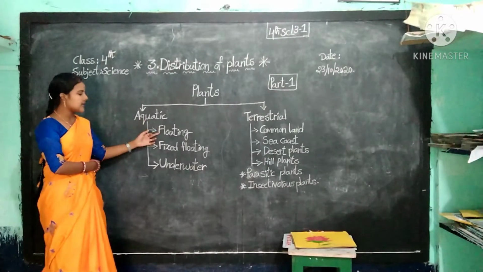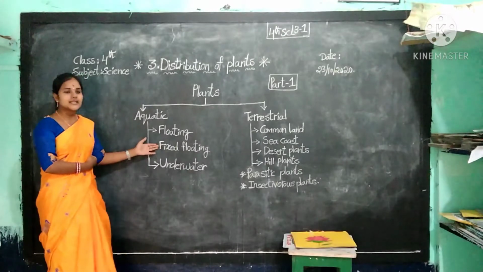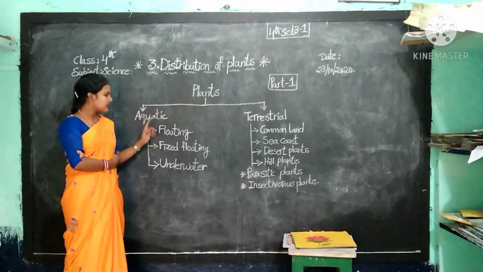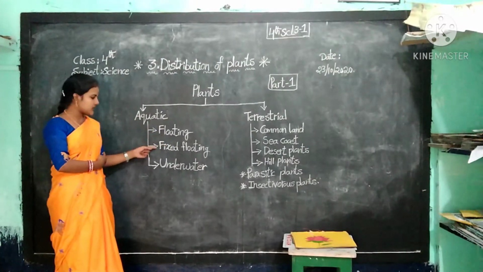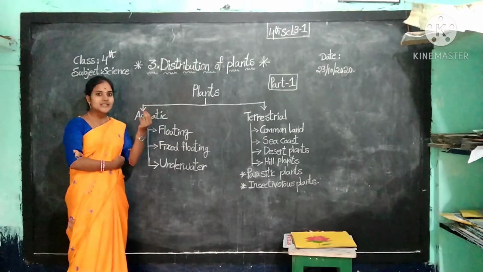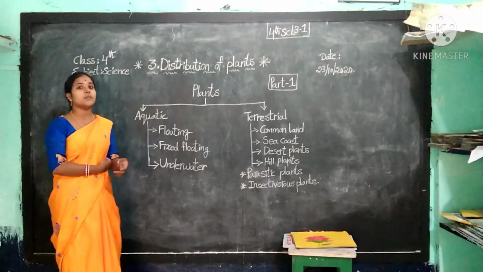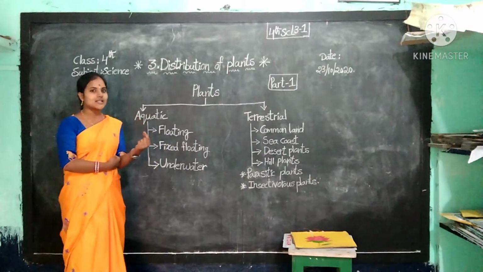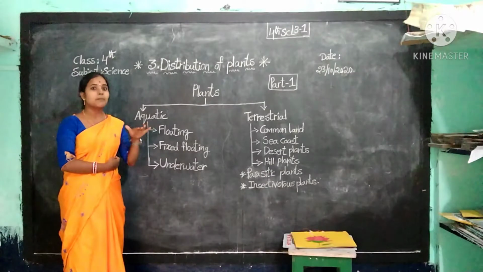Okay children, floating plants is over. Next one is fixed floating plants. In these, the plants are fixed in the soil at the bottom of the pond.